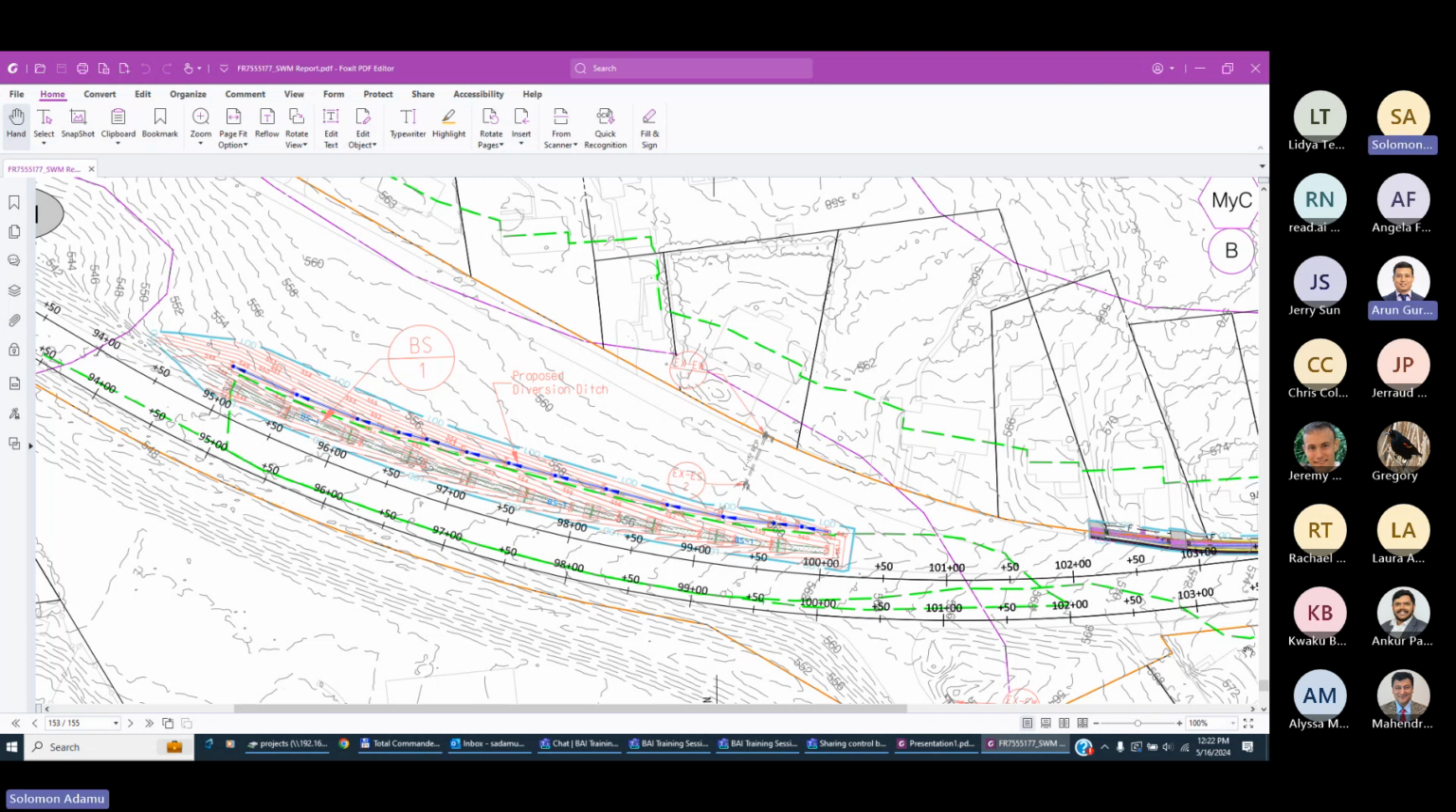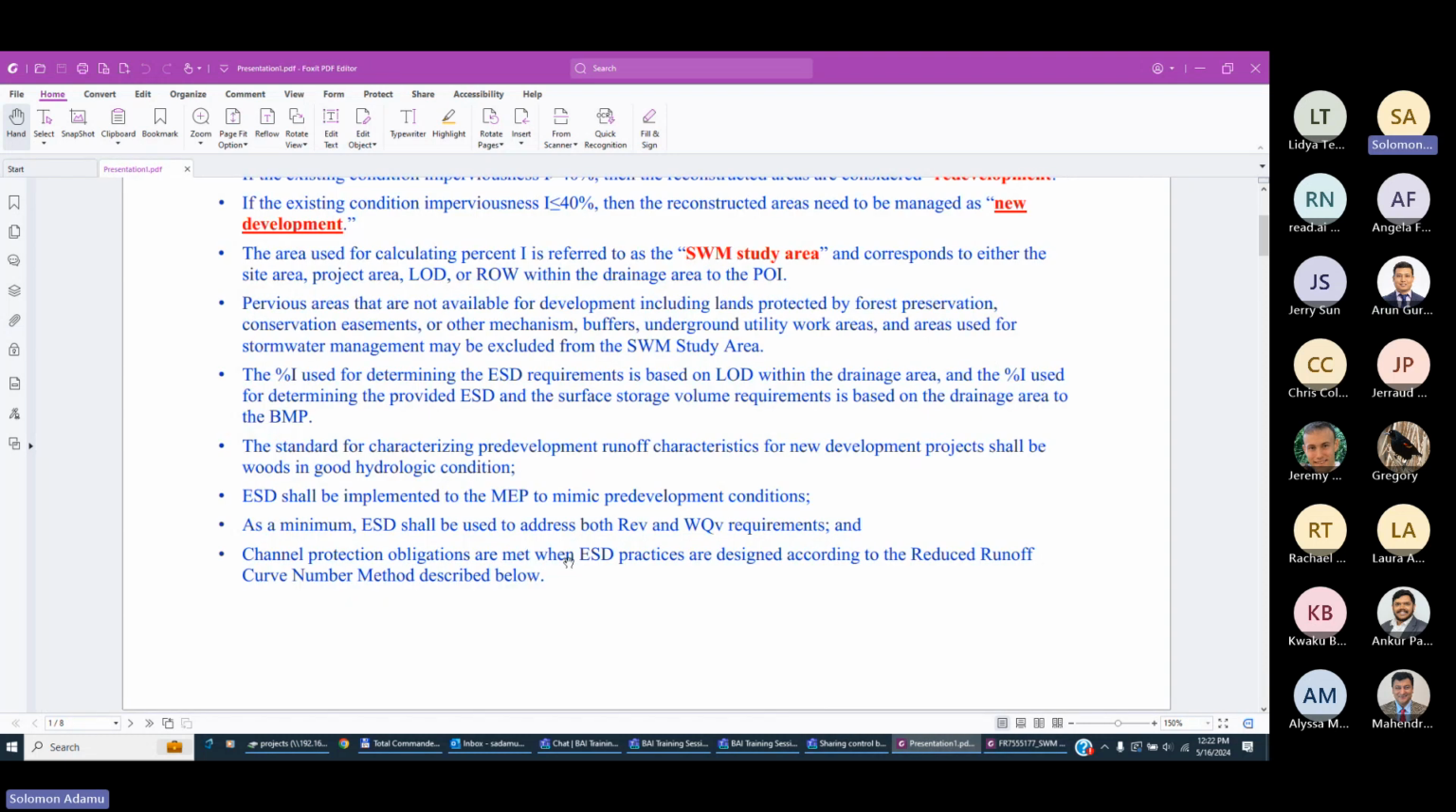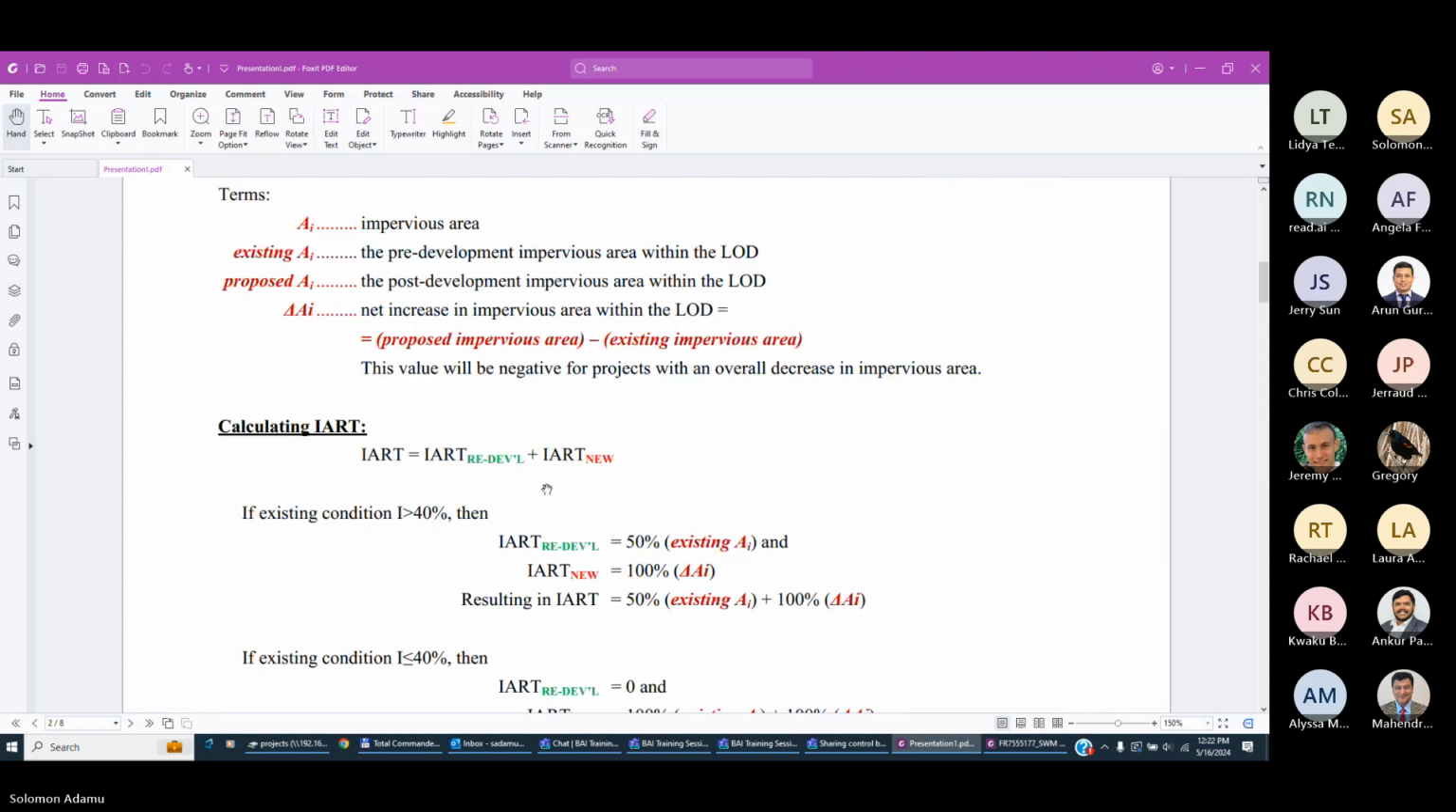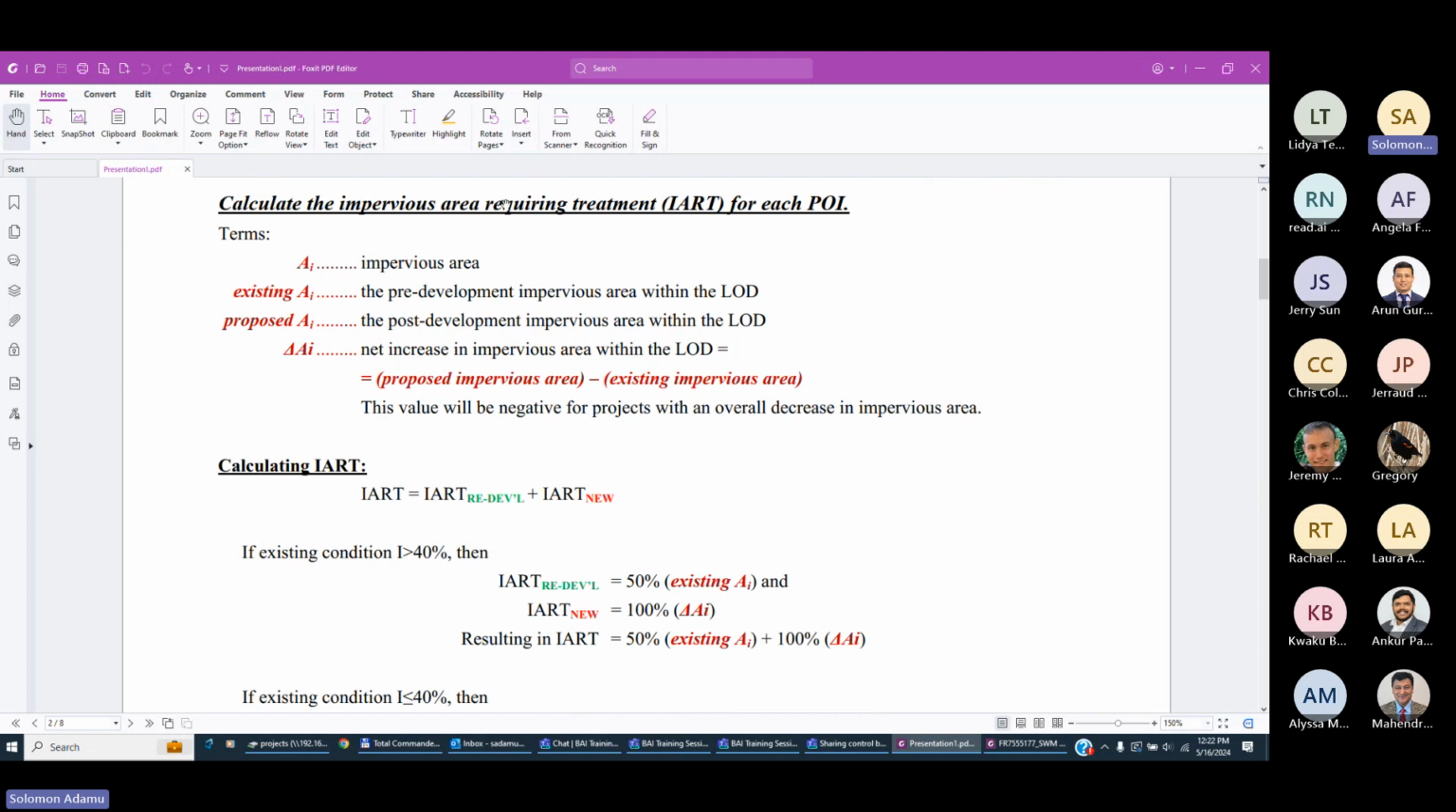Let's go through how the requirements are calculated. Here is calculating impervious area requiring treatment for each POI. These are the terms we're going to use. AI means impervious area. Existing AI is the pre-development impervious area within LOD. Proposed AI is the same thing, post-development within LOD.